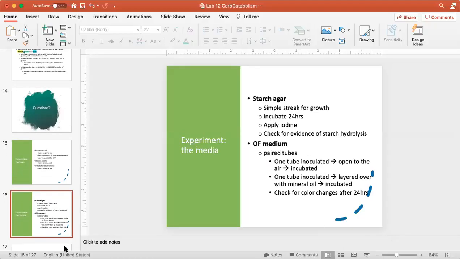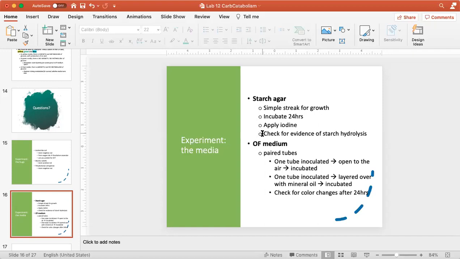All right. We're going to put those 3 microbes into 2 kinds of media. We're going to run that starch agar test. The plate is just a plain old nutrient media that has a lot of starch in it. We're going to put a simple streak down the middle of the plate or a zigzag streak. It doesn't have to be fancy. We're going to incubate it for 24 hours. We're going to put some iodine on top, and we're going to look for those clear zones.